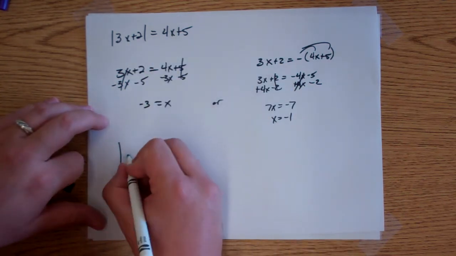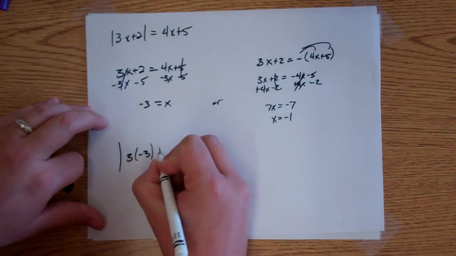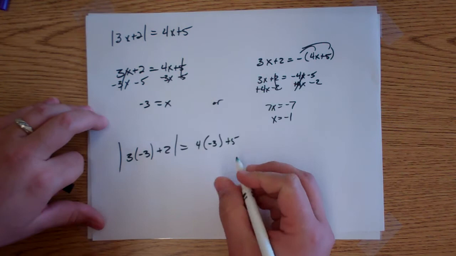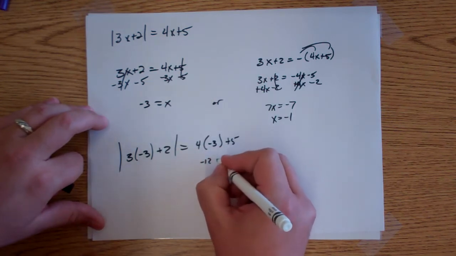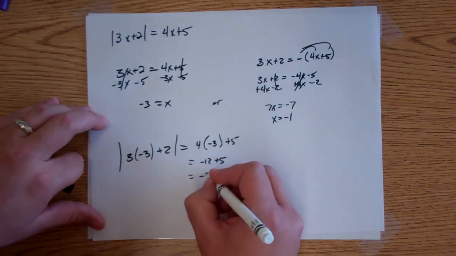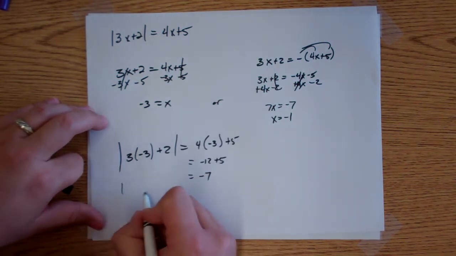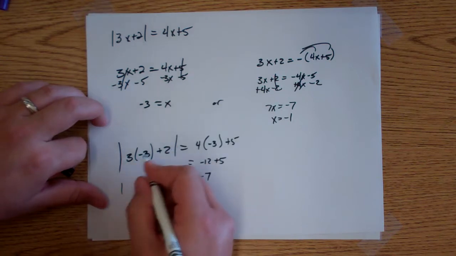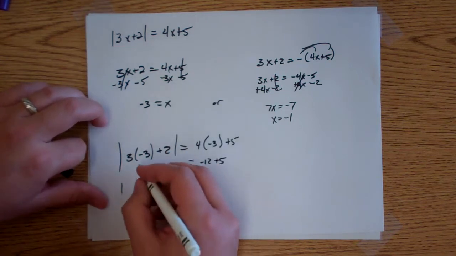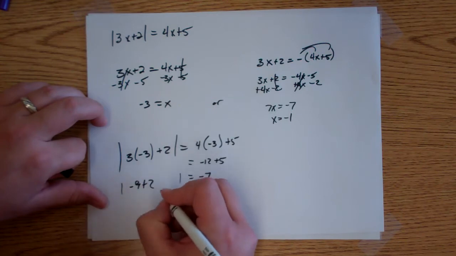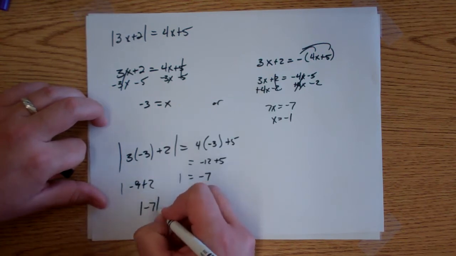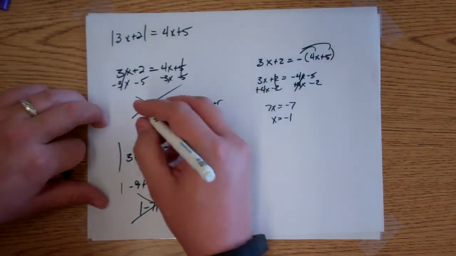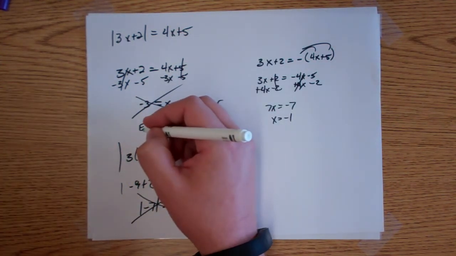So we're going to have the absolute value of 3 times negative 3 plus 2 equals 4 times negative 3 plus 5. This here is negative 12 plus 5, negative 7. Can an absolute value ever equal a negative number? No, so we don't have to finish this, even though if you do, you get negative 9 plus 2, which is the absolute value of negative 7 equals negative 7. Does not work. This is an extraneous solution.